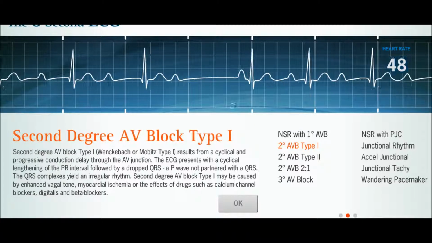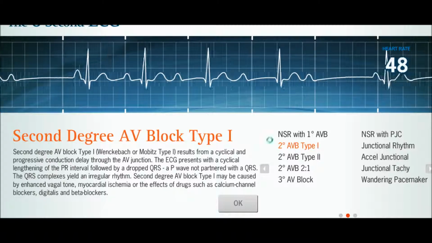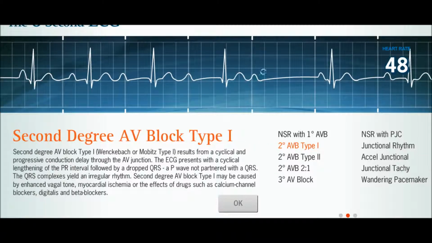And so if you look here, let me let this play, right here. Here's our P wave, and there's a very short distance to this QRS complex. Here's our second P wave, and the distance gets longer. Here's the third P wave, the distance gets even longer, and the fourth P wave, the distance is super long. We get to the fifth P wave, and it drops the QRS complex completely.